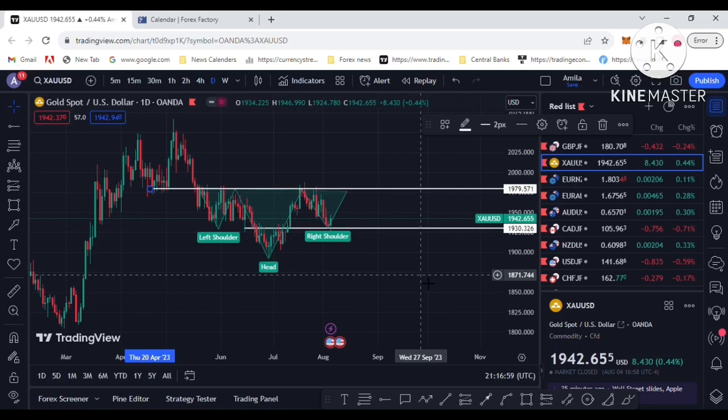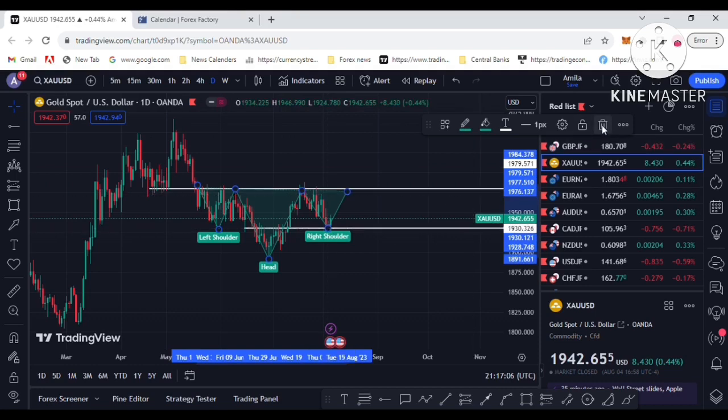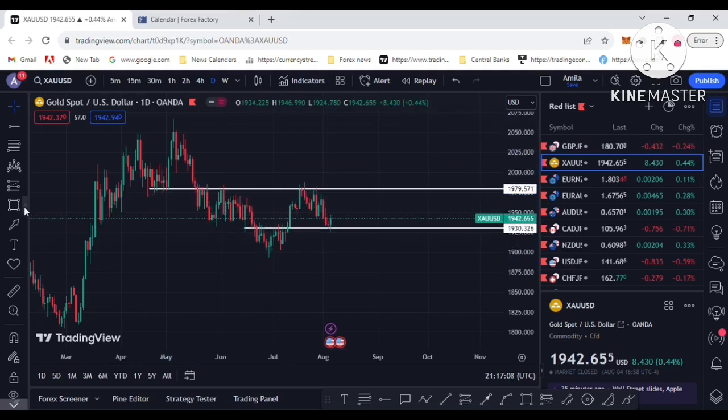So the target is 1980. The right shoulder will continue to the upside next week. That's my technical opinion on gold. So this is the continuation next week. I am hoping price will reach above 1960 next week. So that is the daily chart of gold.